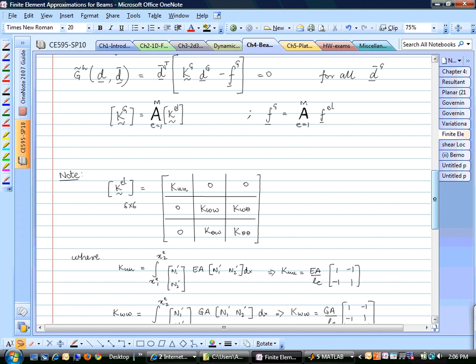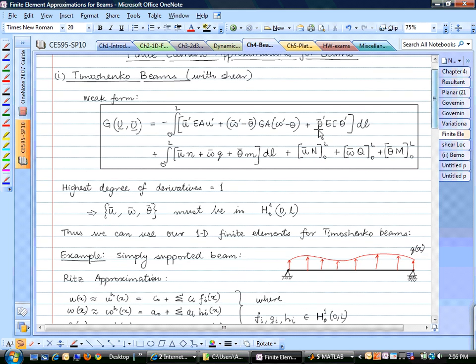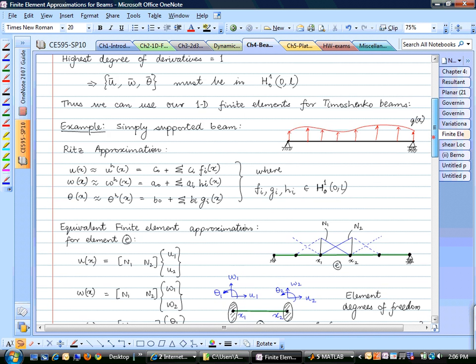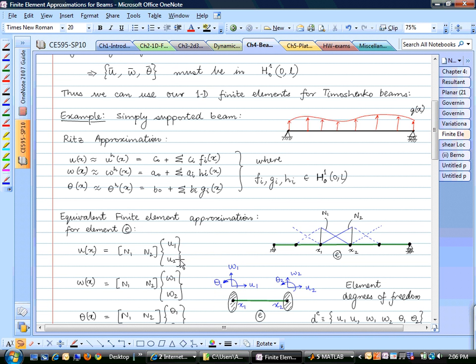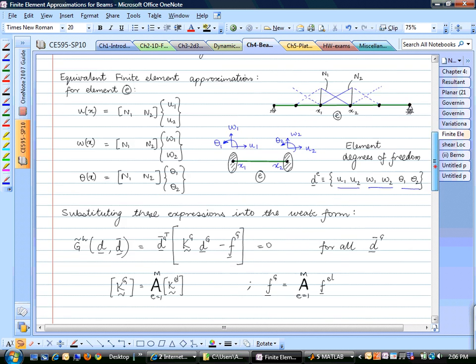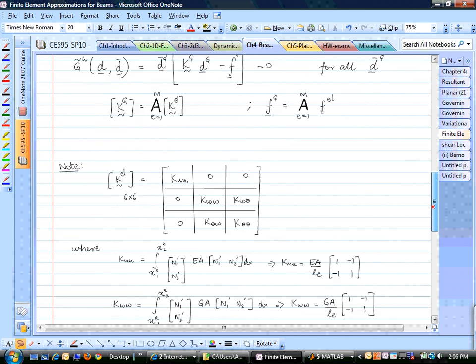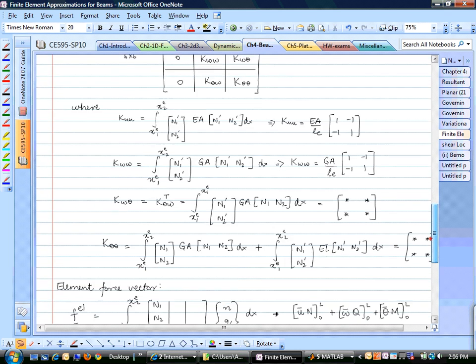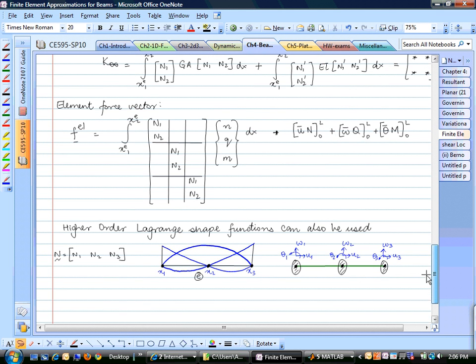So essentially, you can keep on increasing the number of nodes within the beam elements. All that you're doing is approximating this U with some shape functions times the nodal degrees of freedom. So this is something that is common to all these different finite element formulations.